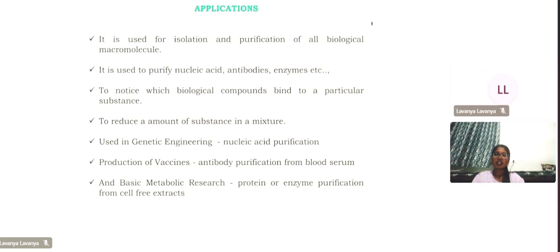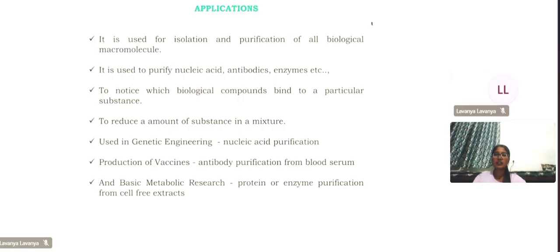So this is the last topic in affinity chromatography, that is applications. The first one is the isolation and purification of all biological macromolecules. It is used to purify nucleic acids, antibodies, enzymes, and so on. It is also used to find which biological compounds bind to a particular substance, which we can easily observe in affinity chromatography.